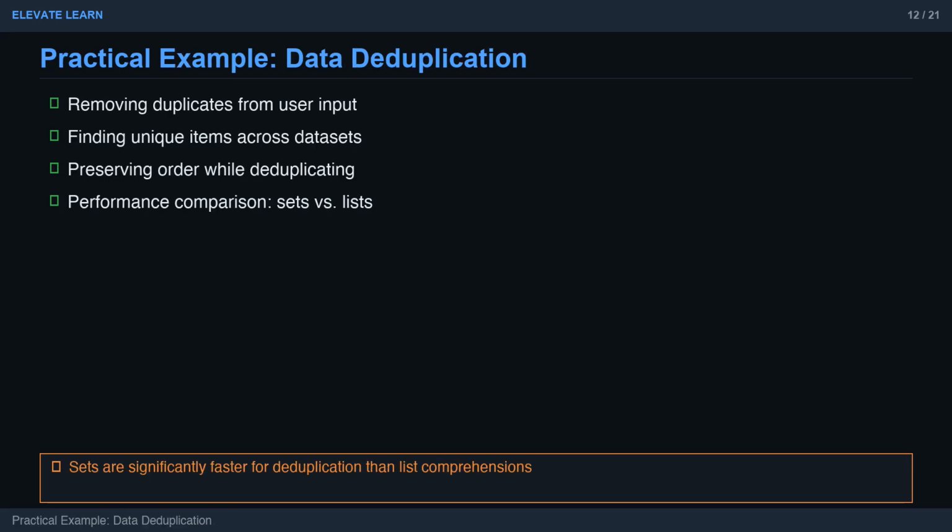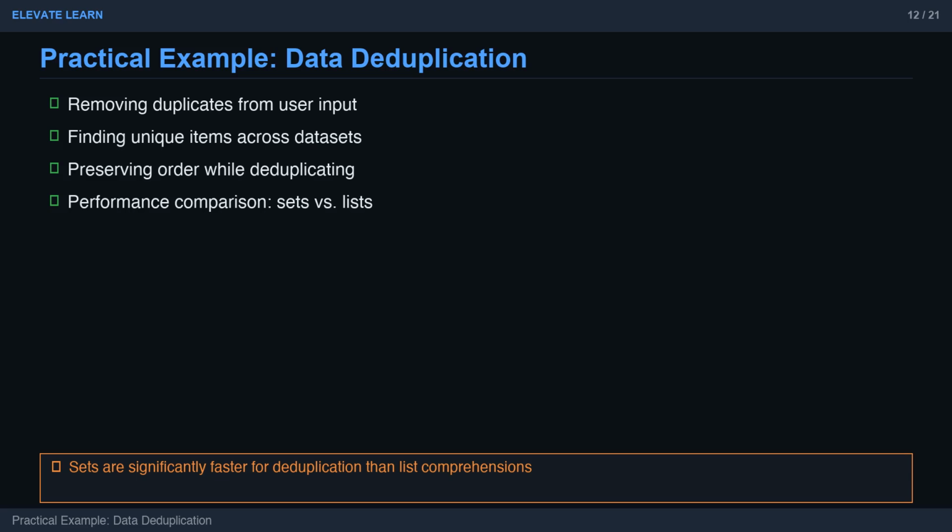Let's apply set operations to a real-world scenario. Deduplication. Sets provide the fastest way to remove duplicates, especially with large datasets. However, sets don't preserve order, which matters sometimes. The dict.fromkeys pattern elegantly solves this. It maintains insertion order while guaranteeing uniqueness. When combining data from multiple sources, set unions quickly identify all unique items.